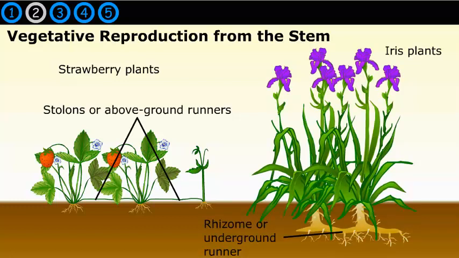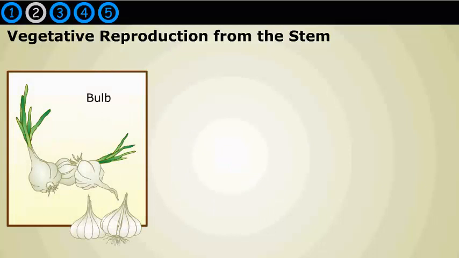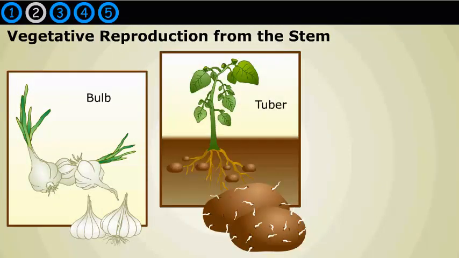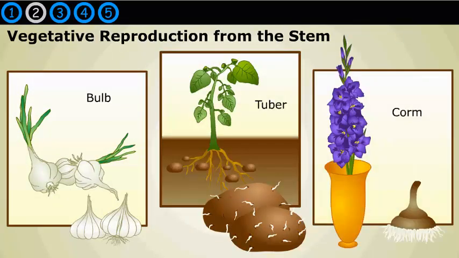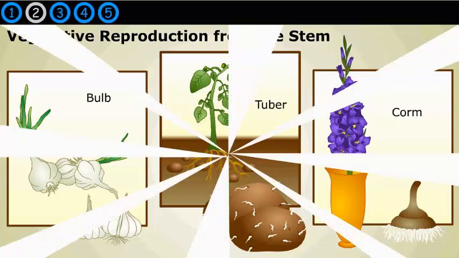Rhizomes are horizontal stems that run underground. Irises use rhizomes to propagate. Bulbs like garlic, tubers like potatoes, and corms like gladioli are also stems that are involved in vegetative reproduction.